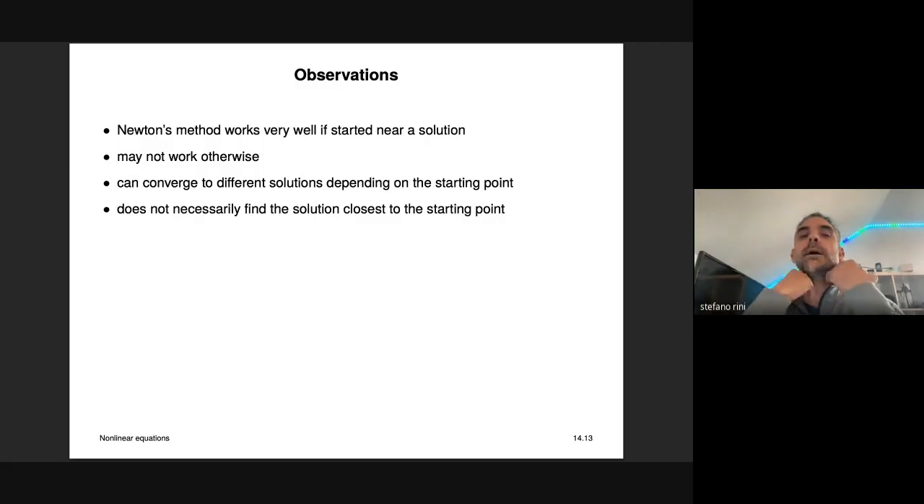So the method works well if you start close to a solution. Otherwise, you have no guarantees on the convergence. The dependency of the convergence on the starting point is a little bit disappointing, but what else can we expect?